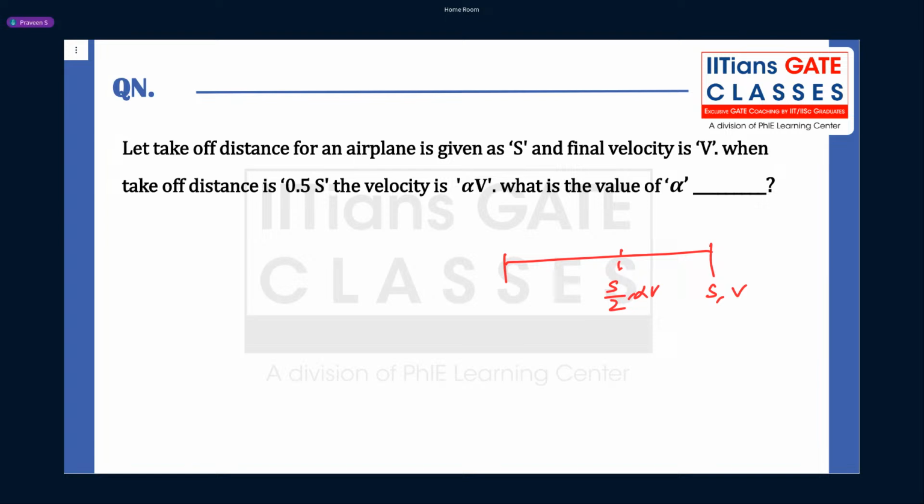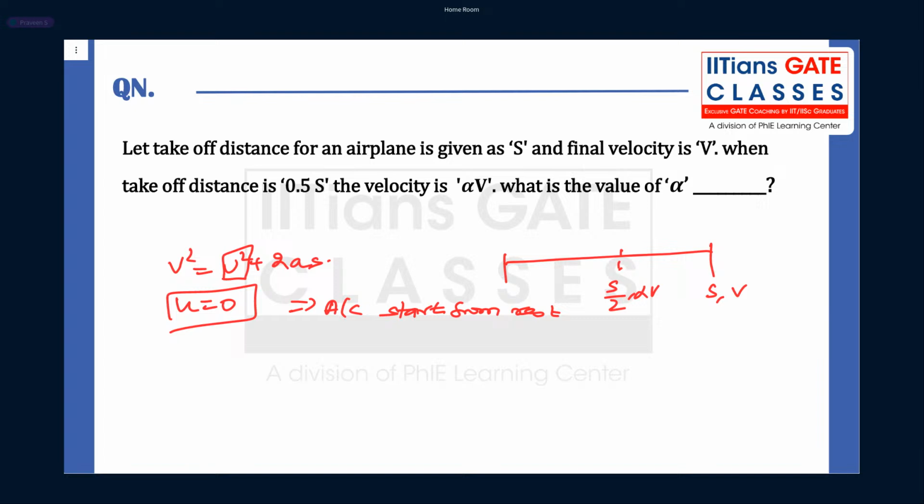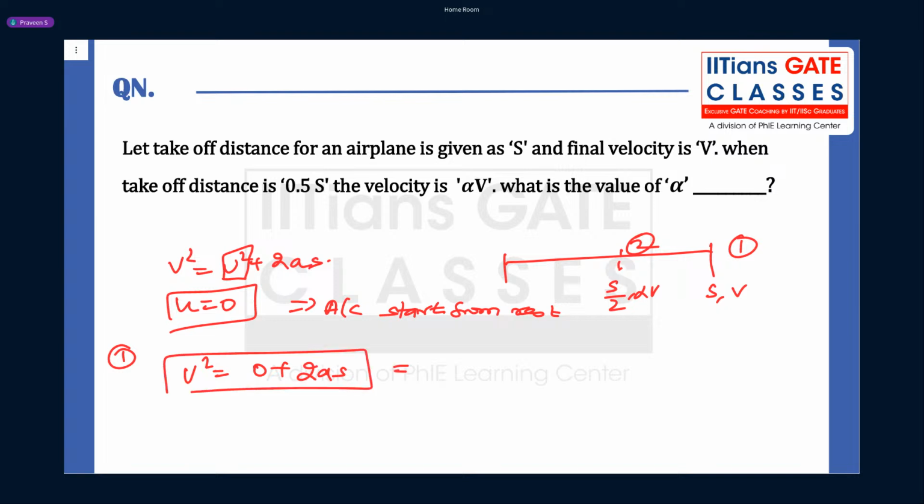So sort of like a boundary value problem. We know that this comes under our linearized aircraft performance, wherein we have to use Newton's law of motion. Very simple equation: V square is equal to U square plus 2AS. Since not much information is given about the U, we'll assume U to be 0, which is the initial velocity, that is, the aircraft starts from rest. So we have two conditions, 1 and 2. Let's evaluate for 1. I have V square is equal to 0 plus 2AS.